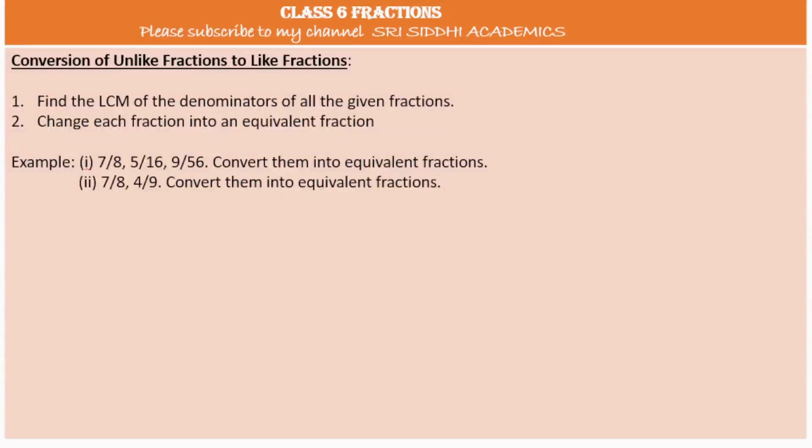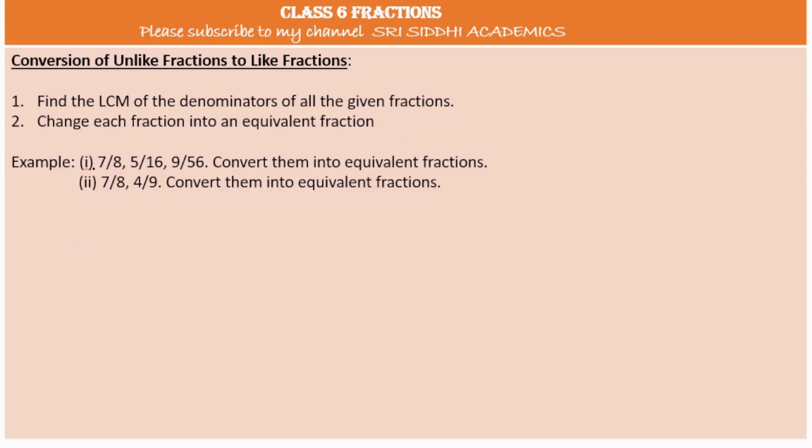Okay. Now let's convert unlike fractions into like fractions. So first step that's required to be done is to find the LCM of the denominators of all the given fractions. Whatever fractions we have been given, to convert to like fractions, first we'll find the LCM of the denominators. Then change each fraction into an equivalent fraction by taking that LCM as the denominator, new denominator.